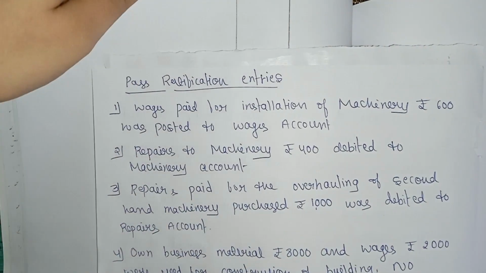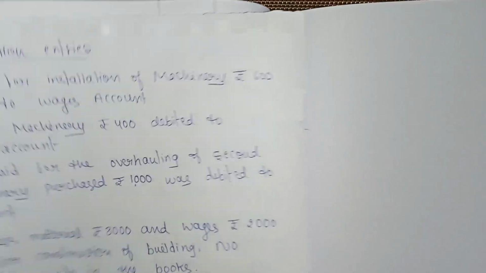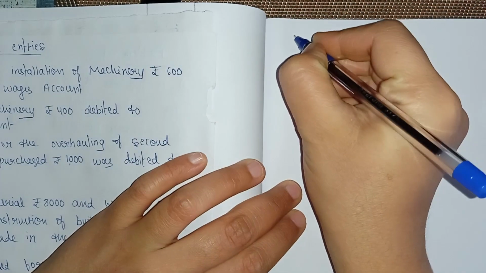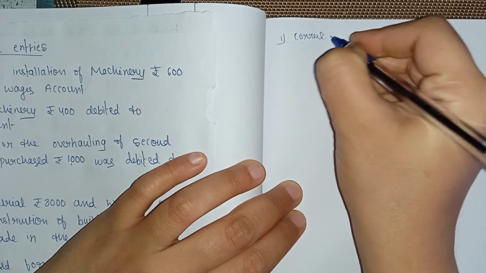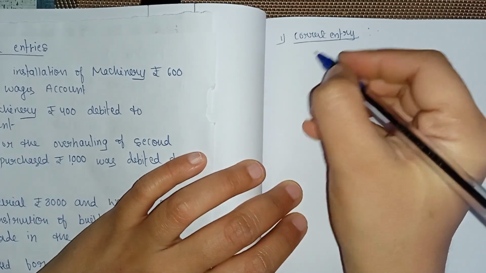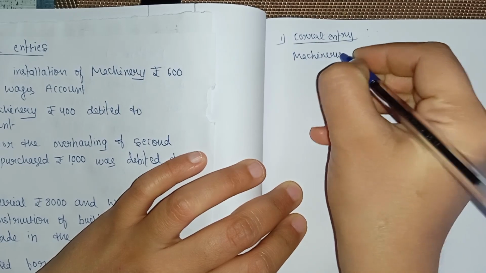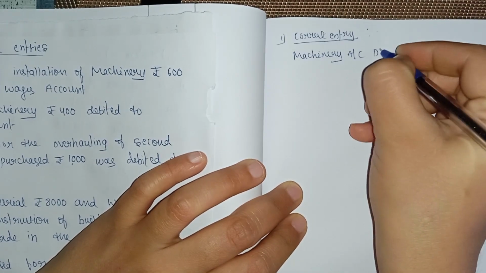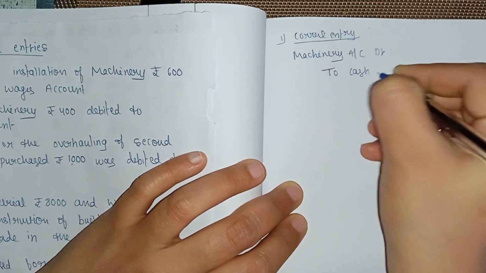Okay, so now we will do the rough work. It is a two-side error. What steps we have to follow? Here, our first step is we have to write down the correct entry. So our correct entry is machinery account debtor to cash account, that is rupees 600.